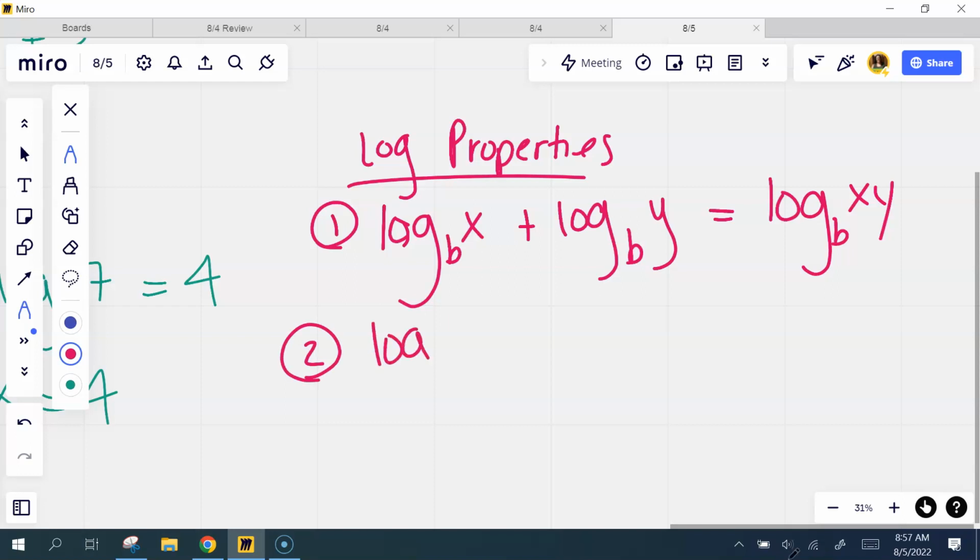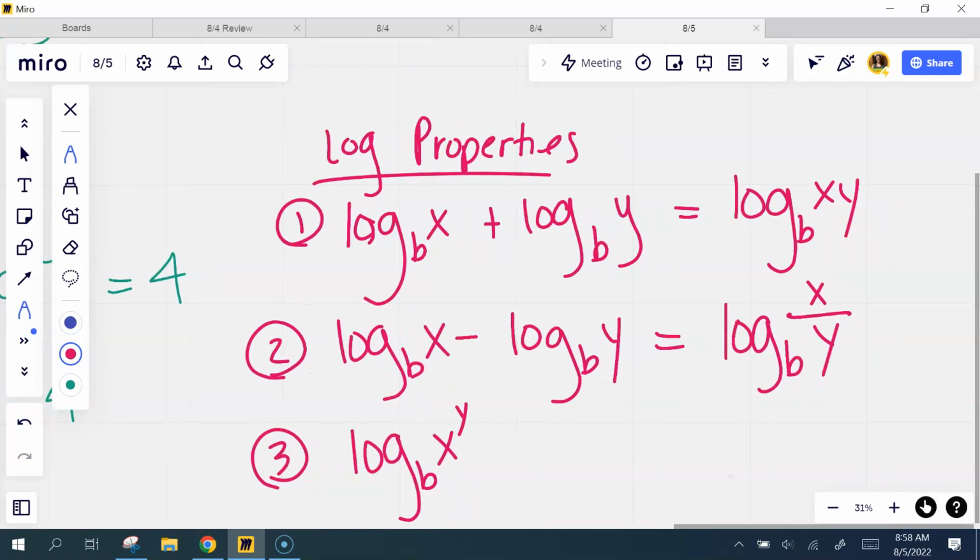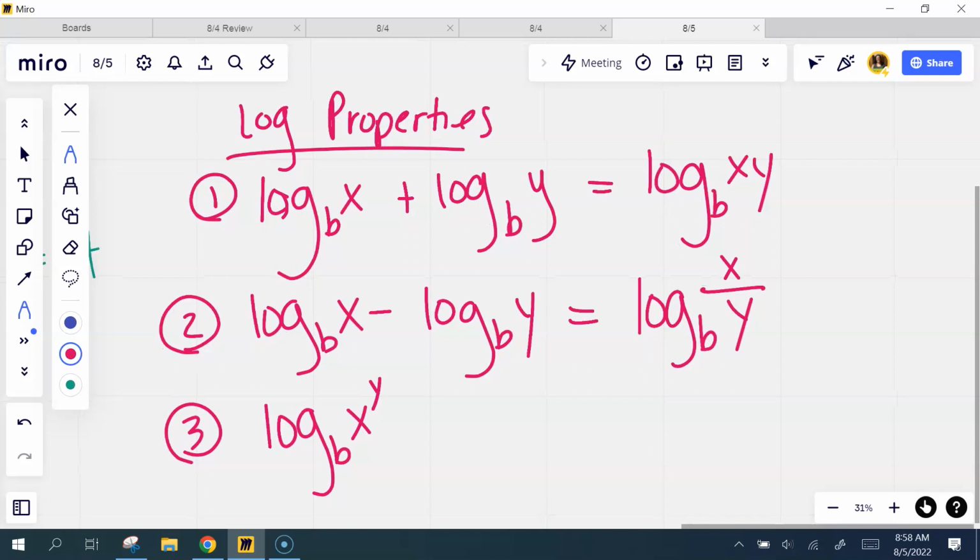I also have one that allows me to subtract. What do you do then? How do you condense that? You divide them. That's right. Log base b, x divided by y. There's one more. If it has an exponent here, what happens? You're exactly right. You move it around to the front and multiply.